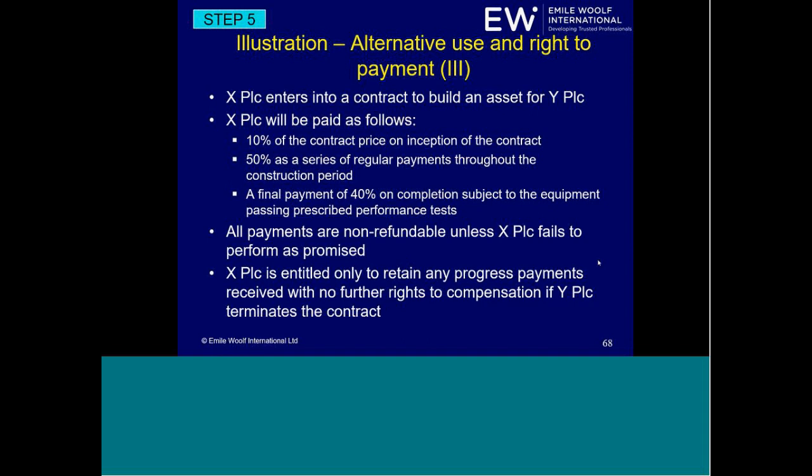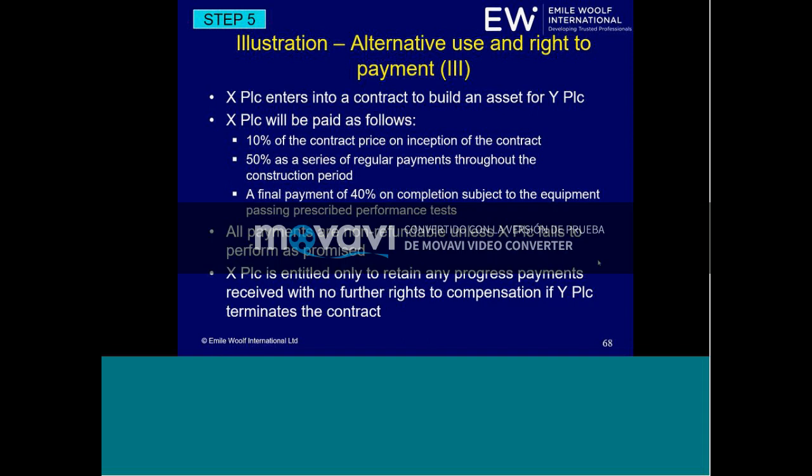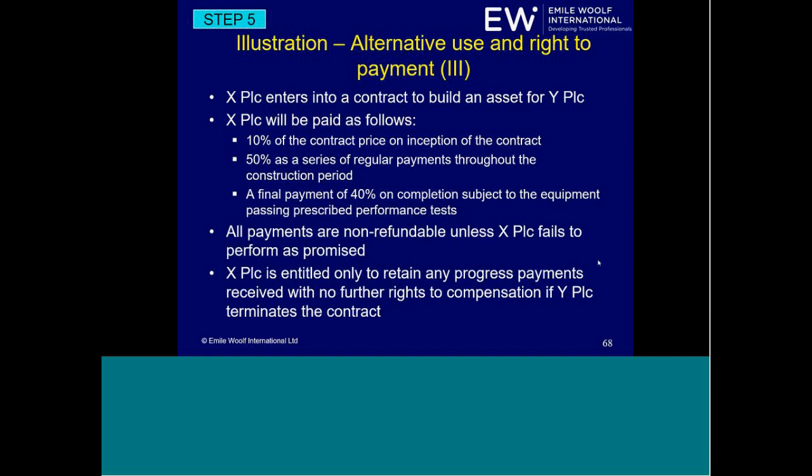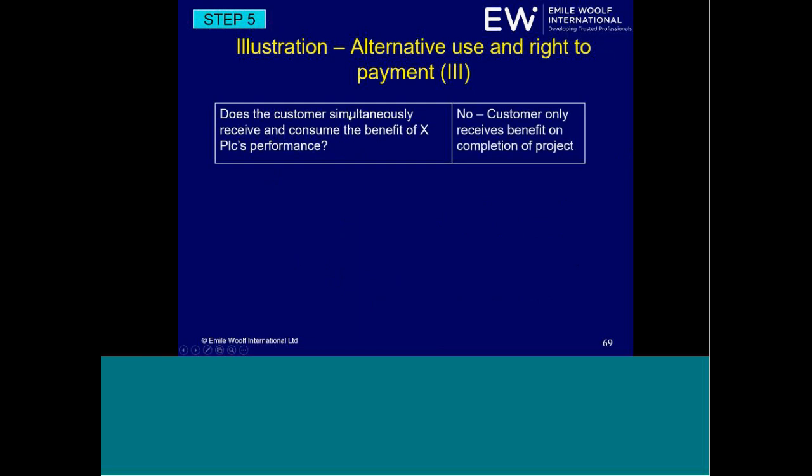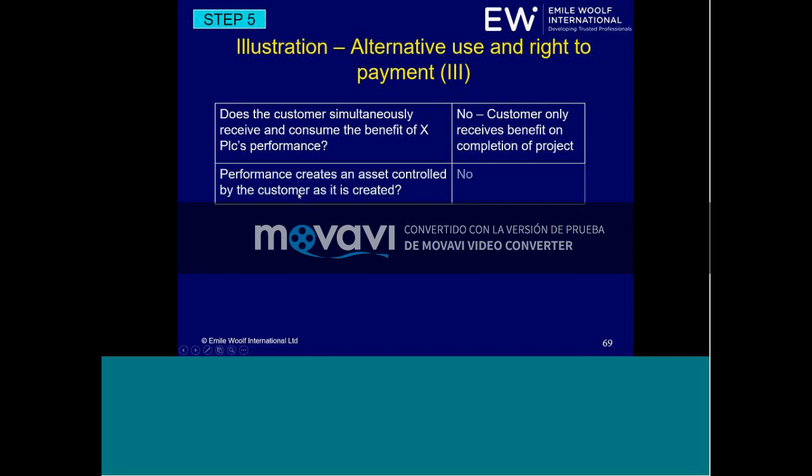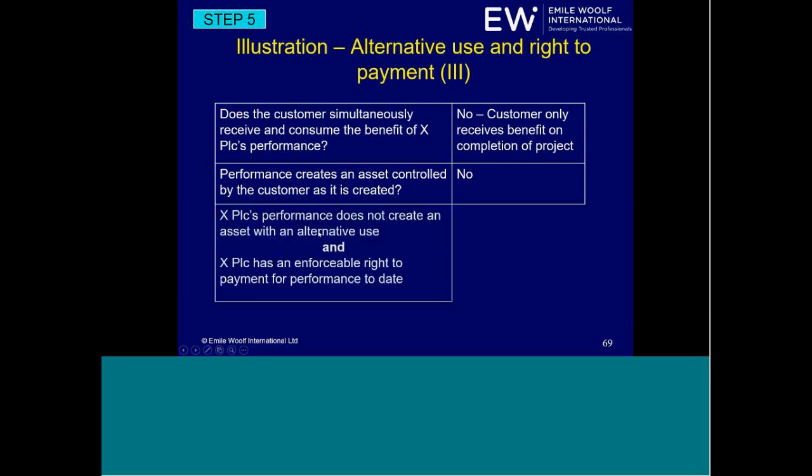So, does the customer simultaneously receive and consume the benefit? No. An asset controlled by the customer as it's created? Apparently not. Does performance create an asset with alternative uses? Well, we don't know. Not an enforceable right for performance. It's an enforceable right to keep the progress payments made, which might even be more than your performance, or could well be less. No.